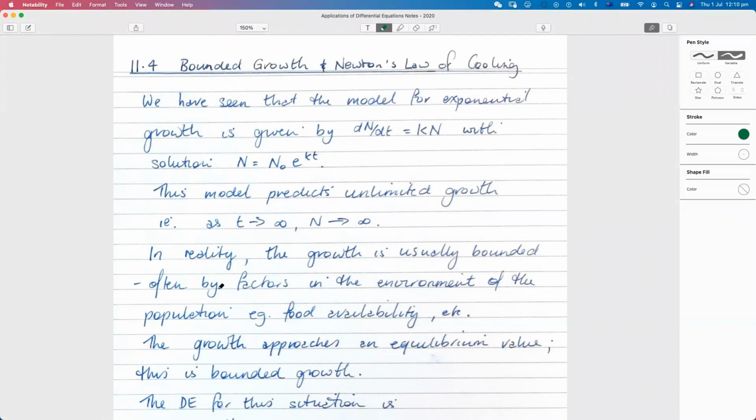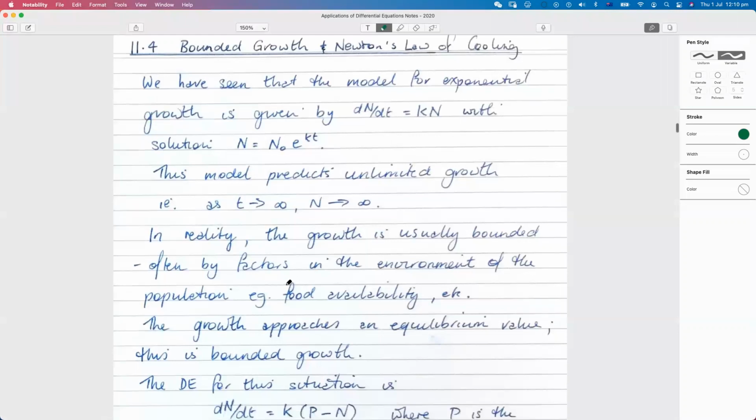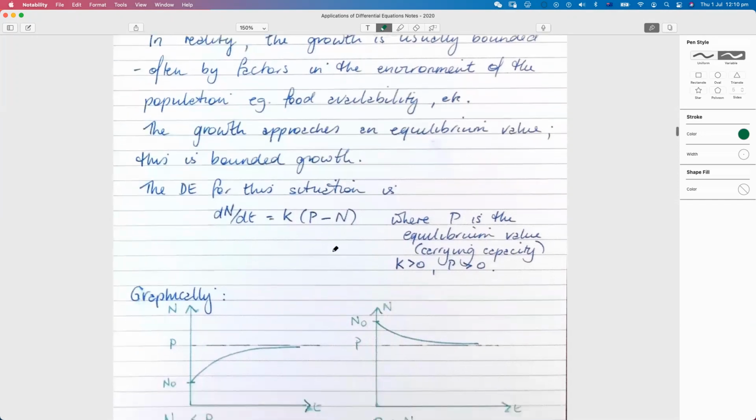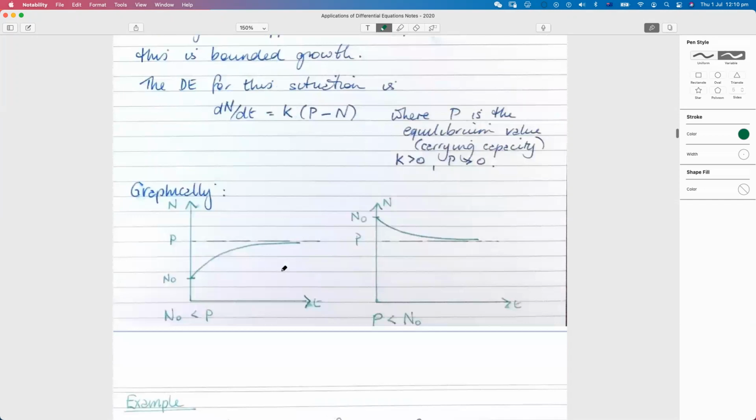The growth is usually bounded, often by factors in the environment of the population, for example, food availability. The growth approaches an equilibrium value, and this is bounded growth. The differential equation for this situation is dN/dt equal to k(P minus N), where P is the equilibrium value and N is your current number.